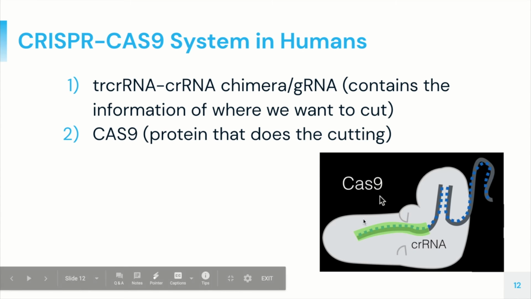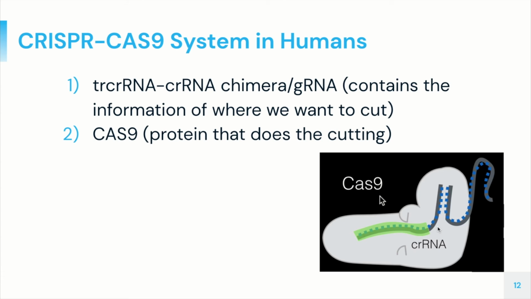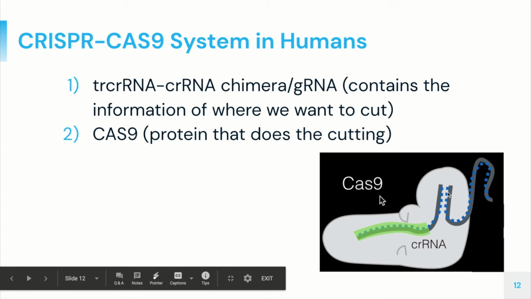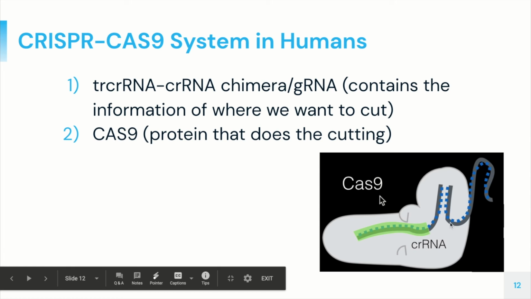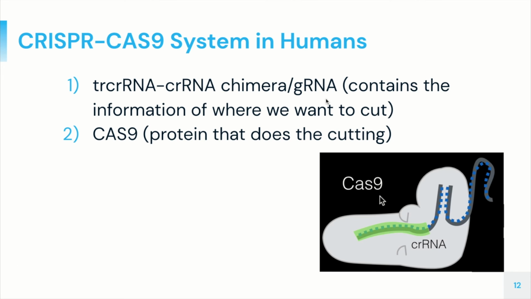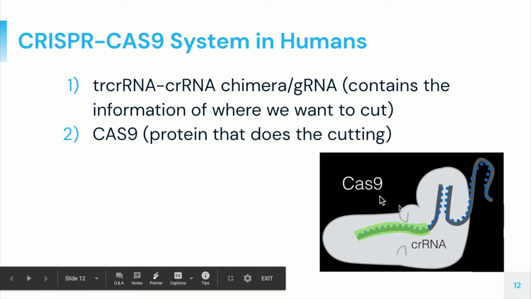It has a matching CRISPR RNA that matches the sequence of DNA that we want to cut, and then we have the tracer RNA that holds it in place, and the whole structure is called the guide RNA, and we also have the protein Cas9 that does the cutting.